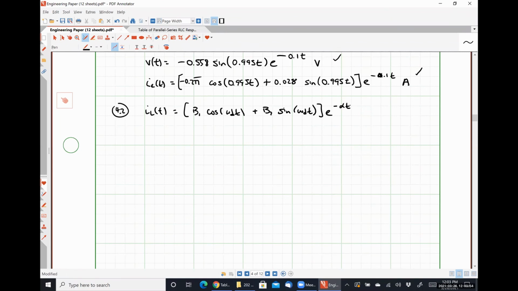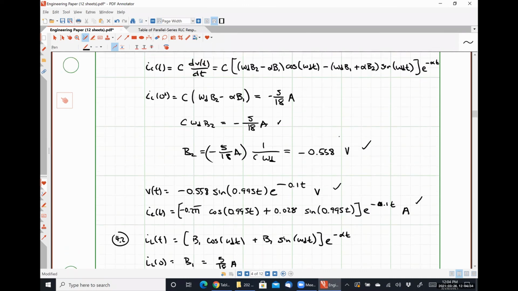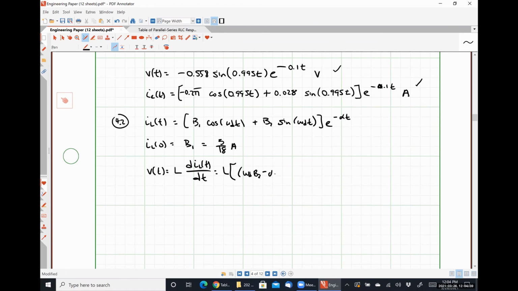Where I want to be really clear here, this B1 and this B2 are not the same as what we calculated earlier. IL at 0 is going to be equal to B1, which is going to be equal to positive 5/18 of an amp, right? Because IL at 0 plus was 5/18 of an amp. Then we're going to have v of t is equal to L times di by dt, which would be L, omega d B2 minus alpha B1 cosine omega d t minus omega d B1 plus alpha B2 sine omega d t, e to the minus alpha t.